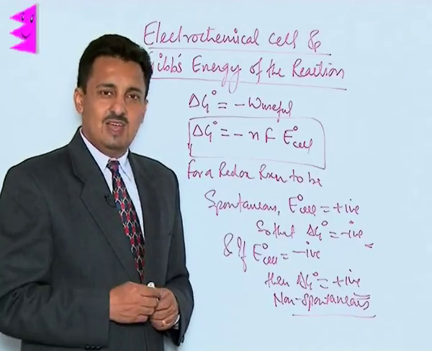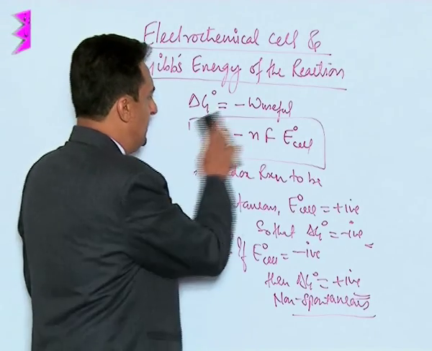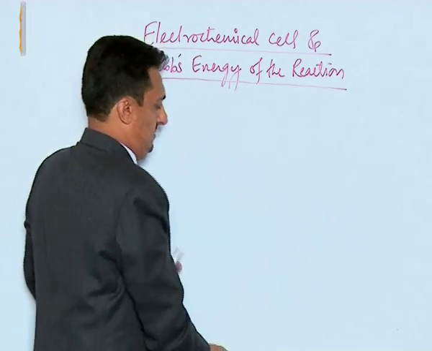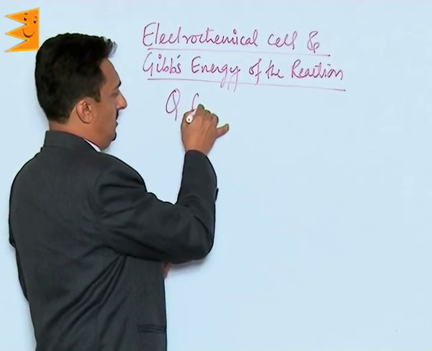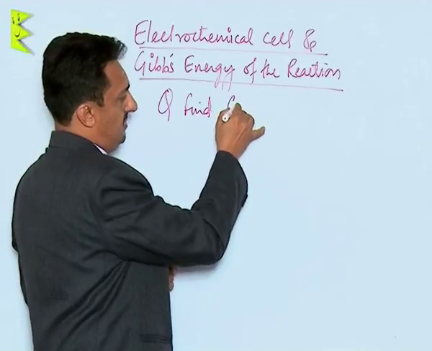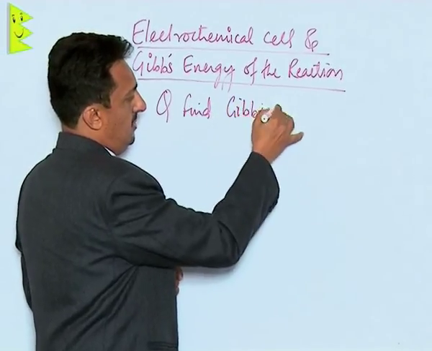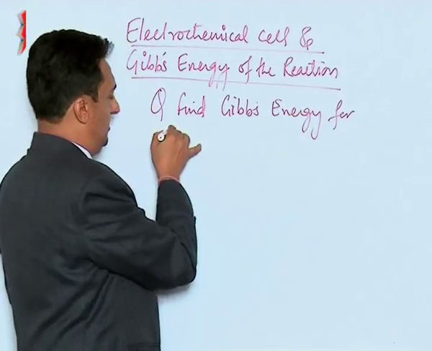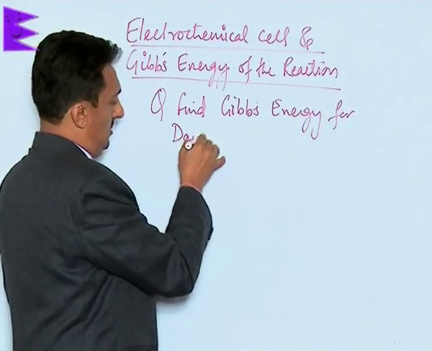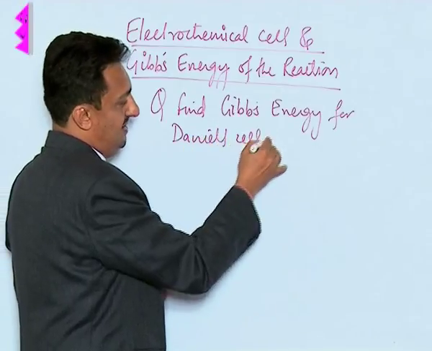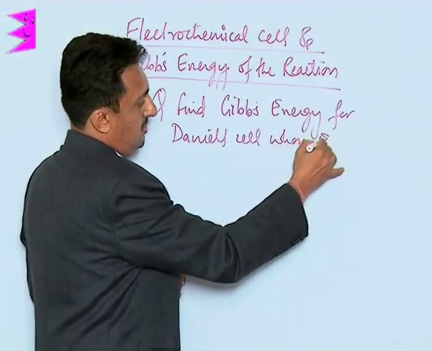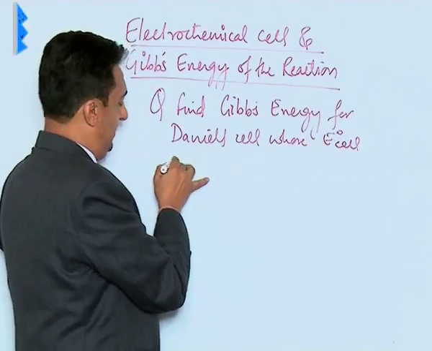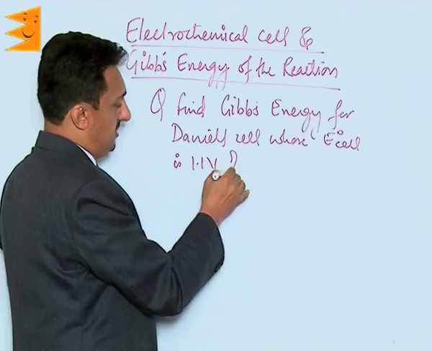Now let us do a numerical on this. The numerical is like this, and it says: find the Gibbs energy for the Daniell cell whose E naught cell is 1.1 volt.